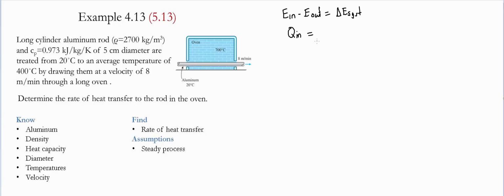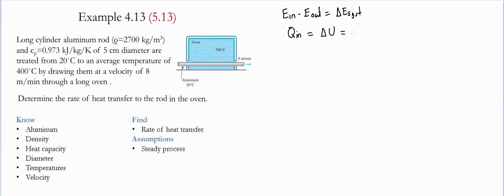The change of energy in the system could be the change in internal energy, the change in potential energy, or the change in kinetic energy. The rod moves at a constant speed, therefore there is no change of kinetic energy, and there is no change in position, therefore there is no change in potential energy. Therefore the only change of energy in the system is going to be the change in internal energy.